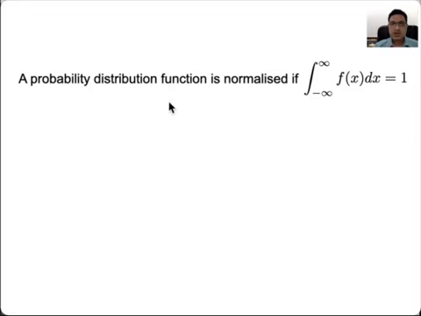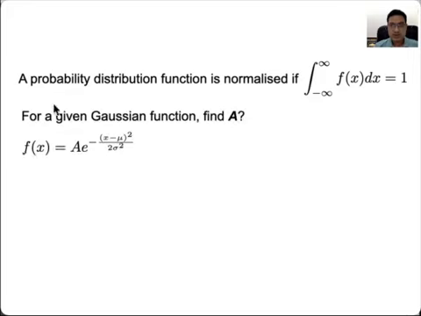Okay, so now we could define that a probability distribution function is normalized if it fulfills this particular condition. So let's see how this looks. Let me write down a distribution function: f of x is equal to a times the exponential of minus this square, which is Gaussian in nature. Now estimate what is the value of a so that this function is normalized.